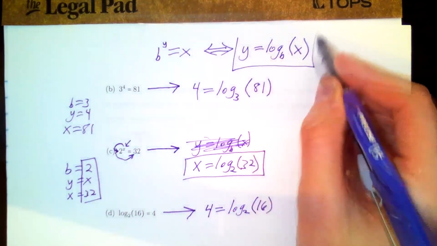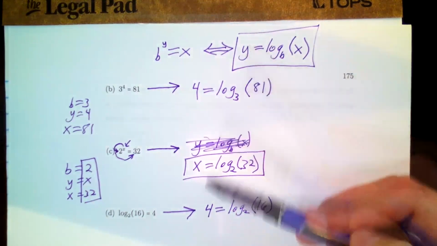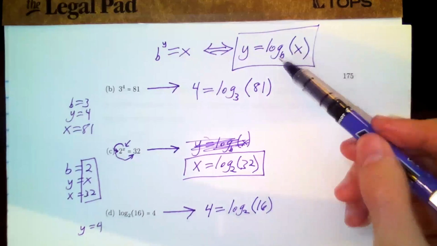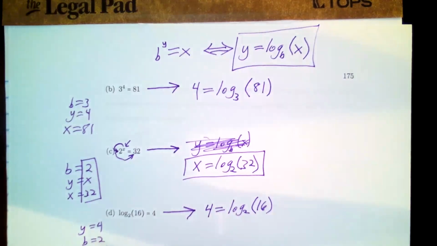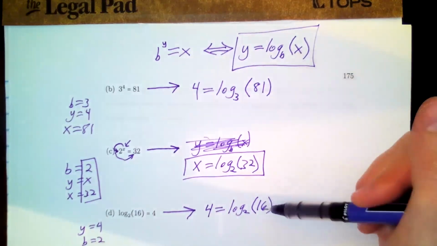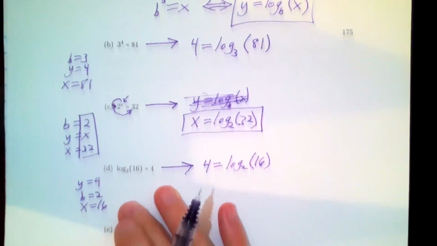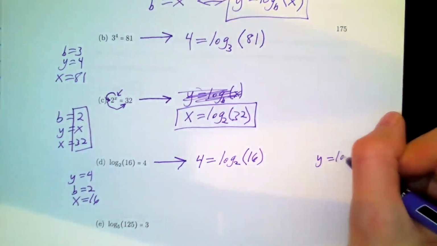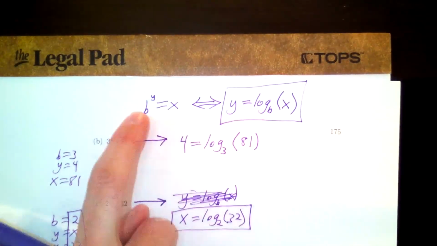So let's compare that log with my formula log. What is in my y position? In my y position is 4. What is in my b position? My b position is 2. And what is in my x position? My x position is 16. So we make a running list over here, and we have to convert this to y equals log, or converting from a log into an exponential. So converting from a log to over here.